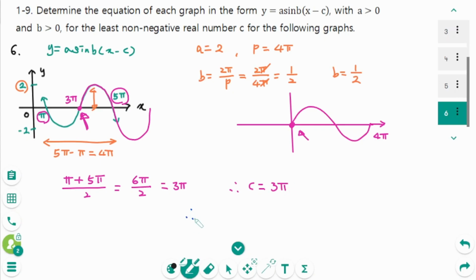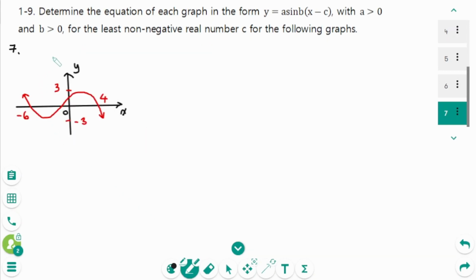Then the equation is y equals A, which is 2, then sine B, which is 1 over 2, from the bracket x minus c, x minus 3 pi.